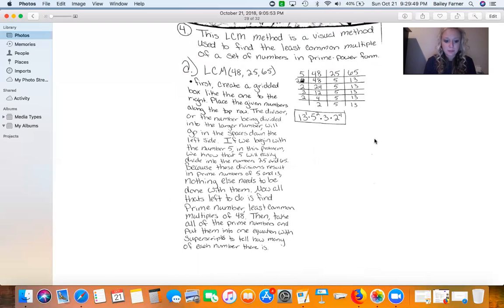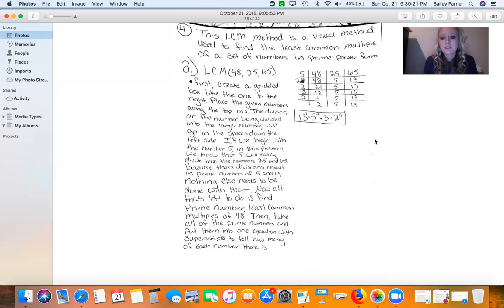And so moving on to number 4, I found this to be a little bit intimidating at first, but I found that it's not as difficult as it first may seem. The LCM method is a visual method. It's for finding the least common multiple of a set of numbers, and you want to find these in prime power form. So prime power form means that you want the final numbers that you come out with to all be prime numbers, and this means that they can only be divided by the number 1 and the number itself.